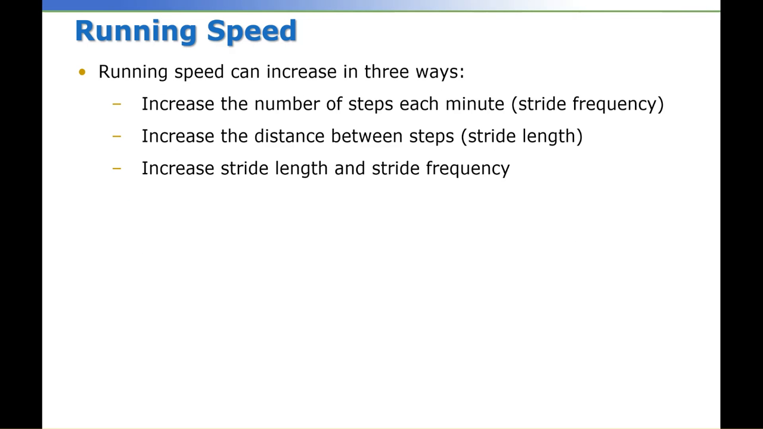Running speed can increase in 3 ways. All right, so we're on page 242. It increases by the number of steps per minute, stride frequency, by an increase in distance per step, stride length, and by an increase in both stride length and stride frequency.